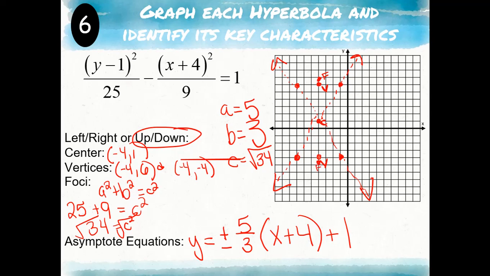Now let's actually graph. So from my vertices, I'm just going to get really, really close. Change my color here. Gotta get close to those asymptotes, but don't cross them. Be very careful, because they are asymptotes. That would be the graph of my hyperbola of that equation.